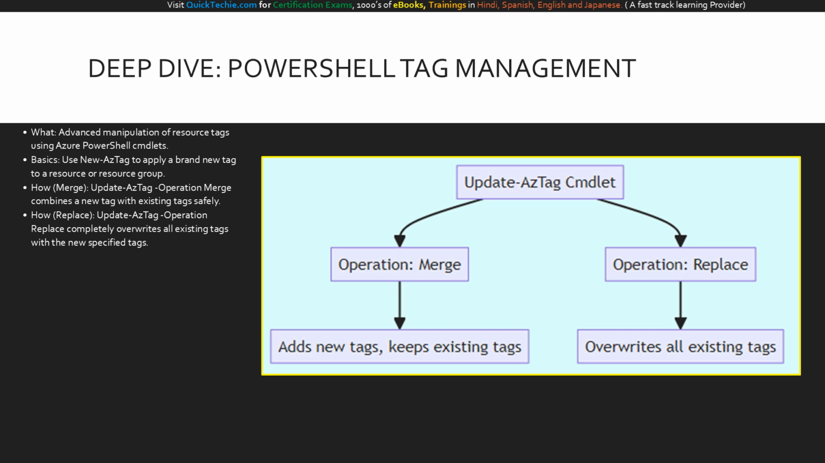But what if the resource already has tags and you just want to add one more? Here is the deep dive. You use the Update-AzTag cmdlet with the operation merge parameter. This safely combines your new tag with the existing tags on the resource without deleting the old ones.